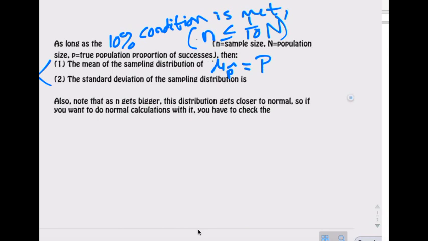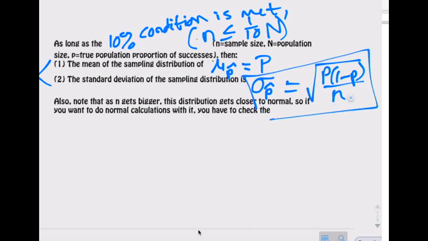And then your standard deviation of the sampling distribution of proportions is the square root of p times 1 minus p all over n. And there's a proof of this. If you're interested in seeing it, you can ask me in class tomorrow, or you can take a look at it in the book. But basically, it goes back to the binomial distribution that we learned about in chapter 6, I believe.